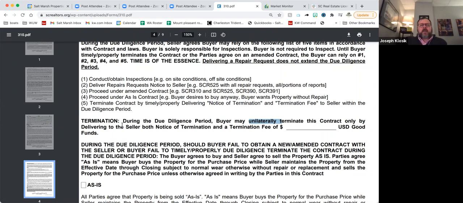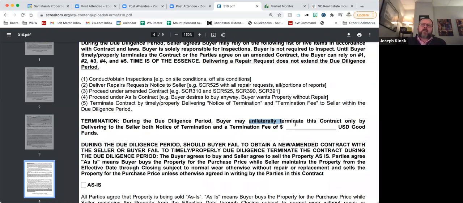And they can do that by delivering the seller both notice of termination and a termination fee of X. Now, technically how this is written is not how a lot of people do it. What a lot of people will do is they'll say, hey, if they have a termination fee in here, which we're starting to see more and more of, and the question always is what should that be? The question always is, from the buyer's standpoint, as little as possible, and from the seller's standpoint, as much as possible.